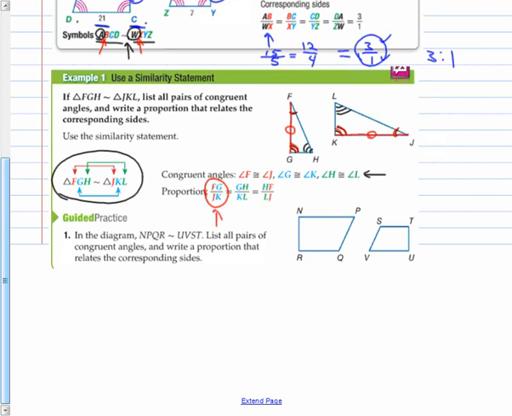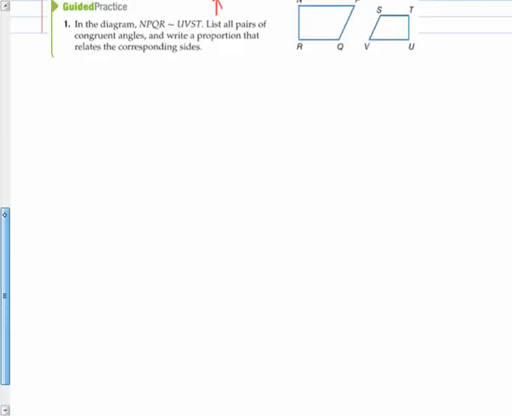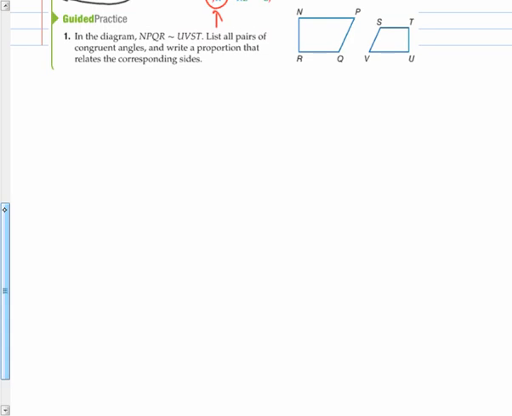So the order again is going to help us keep track of which ones correspond. So let's try it out down here. It says in the diagram, NPQR is similar to UVST. List all pairs of congruent angles and write a proportion that relates the corresponding sides. So let's work on the corresponding congruent angles. Angle N must correspond to angle U. It is congruent to angle U.